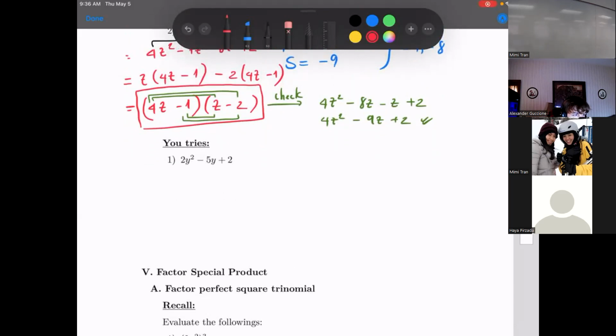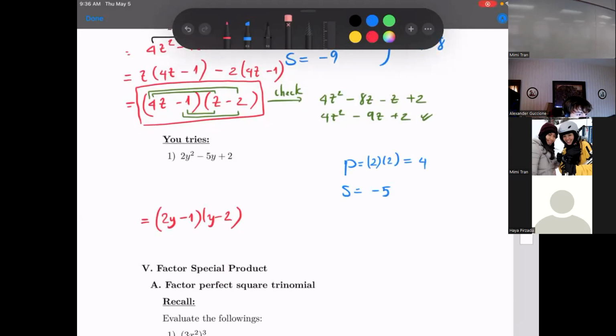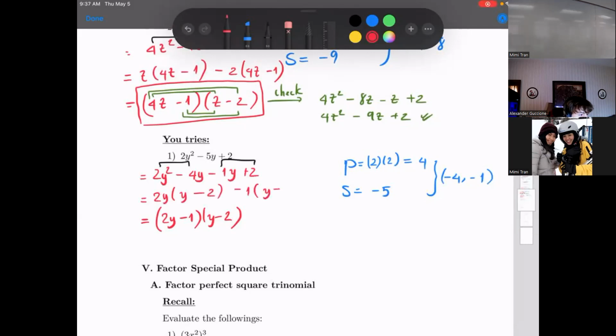Do you have it? What you got? Okay, let's see. All right, so product is 2 times 2 is 4. Sum is -5. So what are the two numbers? Yeah, -4, -1. And then here you split it out. It's equal to 2y squared minus 4y minus 1y plus 2. Then you factor out 2y. So I have y minus 2. Factor out -1, y minus 2. Yeah. y minus 2 times 2y minus 1. You can check yourself. I'm not doing it again.